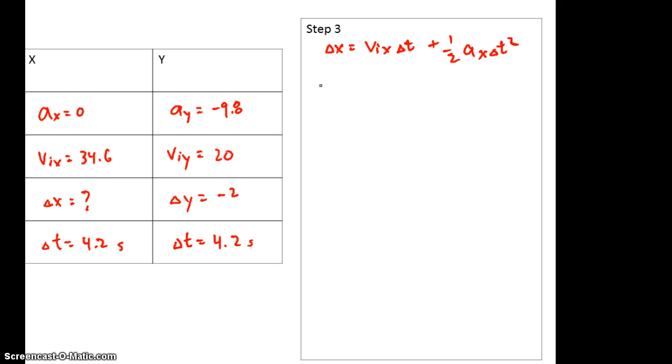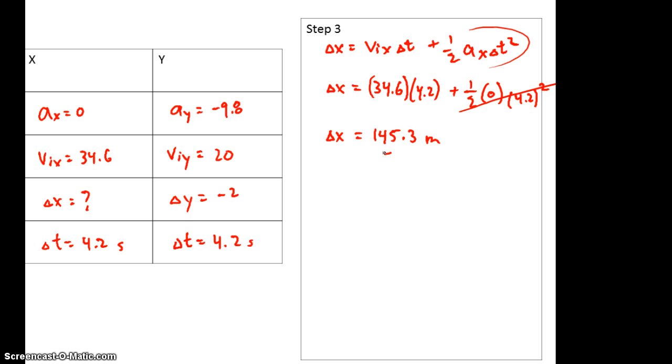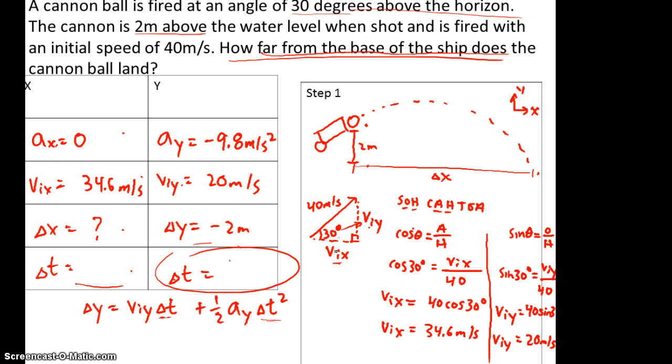Now you can plug in your numbers and find that this term over here is going to be 0 because my acceleration is 0. So I can just ignore this whole term. 0 times any number is just going to give me 0. So now all I have to do is multiply those 2 numbers. When I plug into my calculator, I find 145.3 meters. So this is the displacement in the x direction, which is how far from the base of the ship the cannonball lands. So we're done.